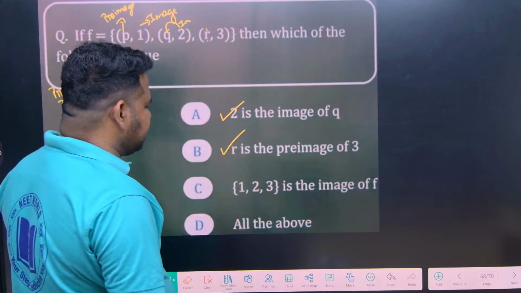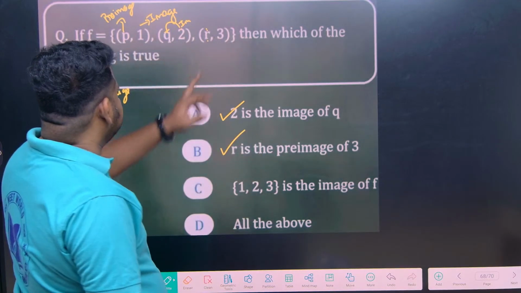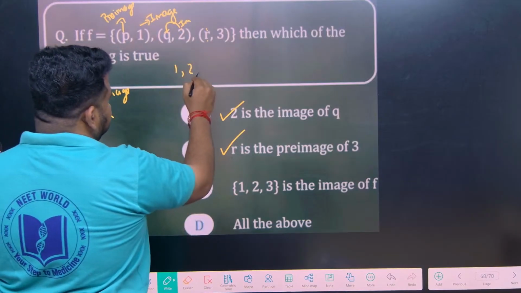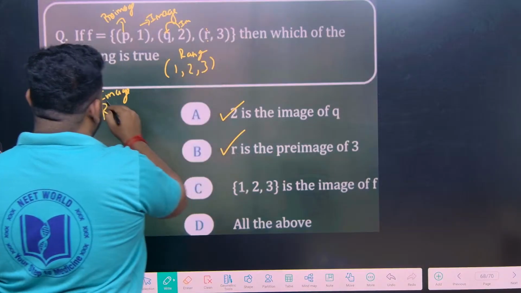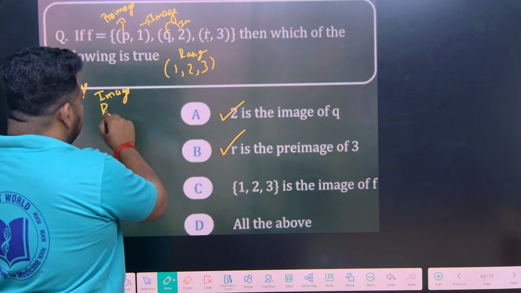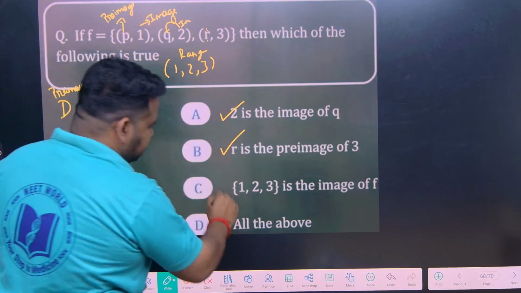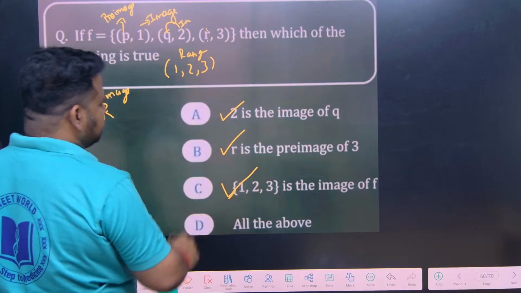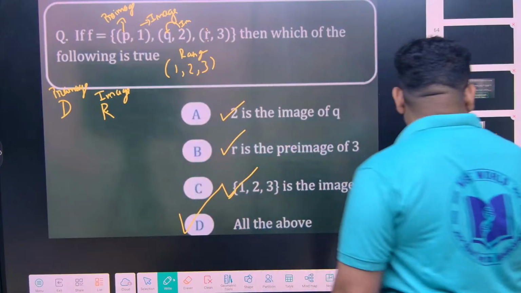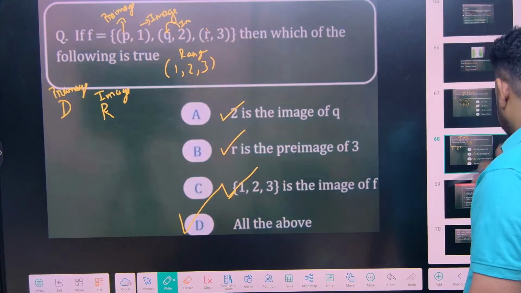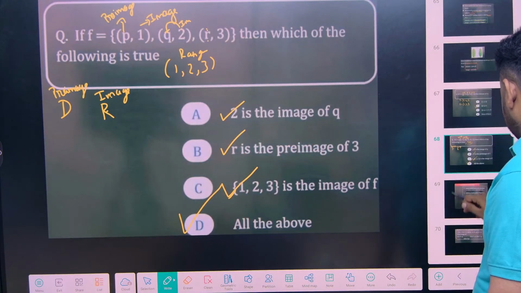1, 2, 3 is the image of f. That is 1, 2, 3, they are the range. Range means, I told you, it is the image. R is the image of f. That is also correct. So which of the following is true? All the above. All the above are correct, friends. Okay.